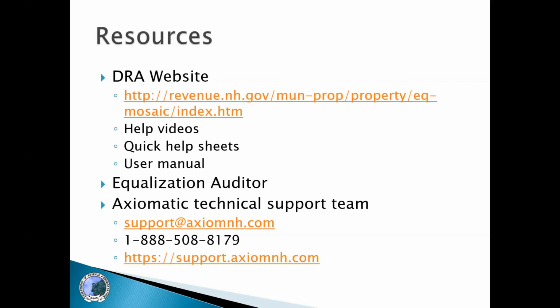I do kind of want to draw the line here between Axiomatic tech support and DRA and the equalization auditors. So if you know what you want to do but can't seem to do it in the application, you're trying to add a utility and it doesn't seem to be working properly, or you forget your username or password, or you're having trouble exporting a report. Basically, if you know what you're trying to do but can't do it, you can contact technical support. We are happy to help you out there.